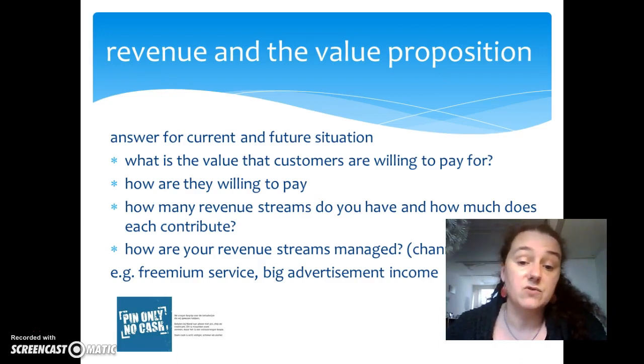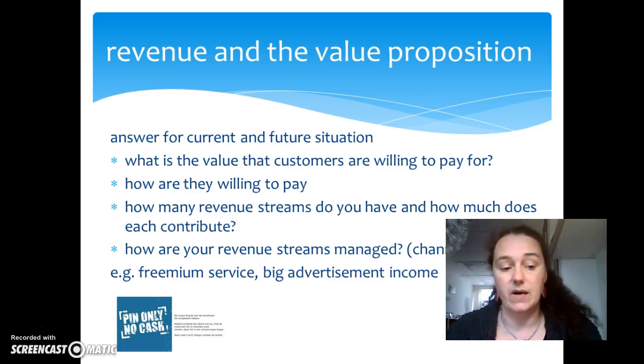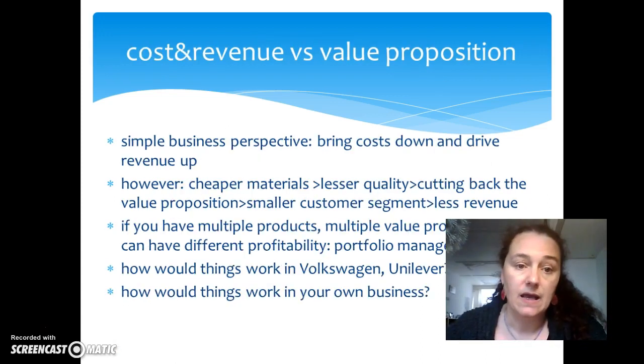How many revenue streams do you have, and how much does each of them contribute? How are they managed via different channels? So, for example, if you have a premium service, if you have a huge advertisement income, then that is managed in a different way than the premium part itself. So look at how you see that and how you fill that in.